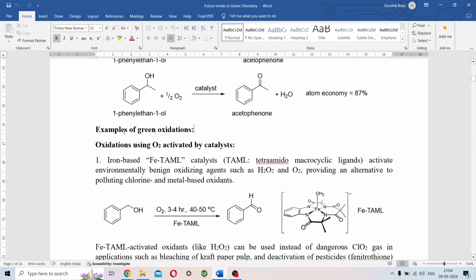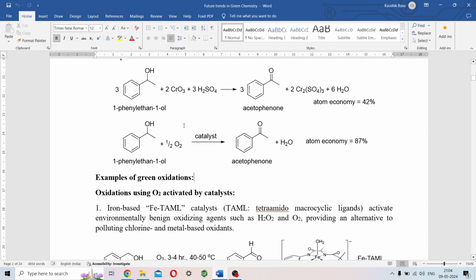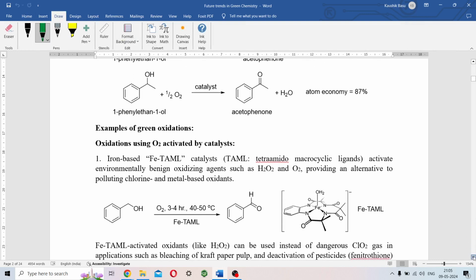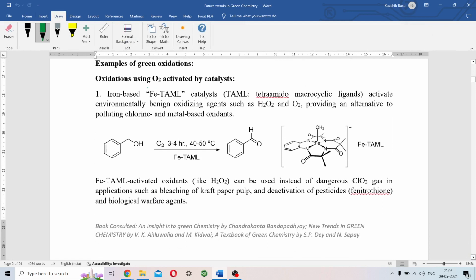The last time we finished with the proposal of how you can improve the oxidizing agents, and this time we are going into the details of the examples.